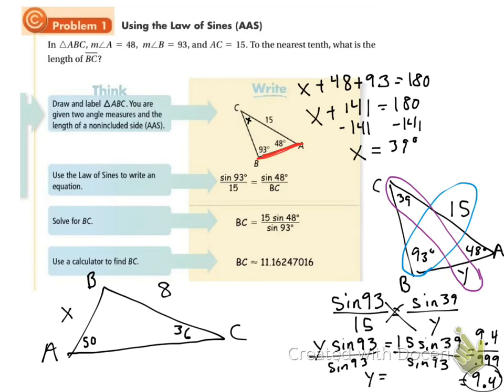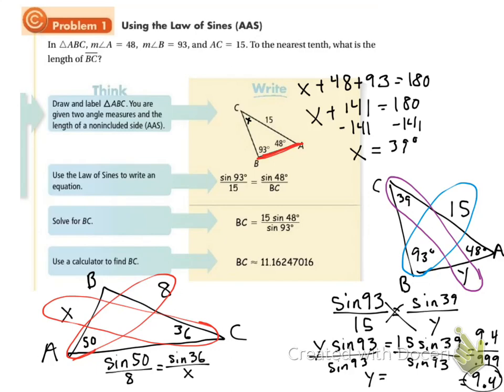You've got to match up. This angle goes with the side across from it. So these go together, and these go together. The number that you put in your sine, sine of something, needs to be the angle. So the 50 is going to go in here. And the side length always goes on the bottom, the 8. Equals, so the sine of 36, the angle goes on top, and x goes on the bottom. And again, like our problem, we could find the third angle if we needed to, if we weren't looking for that side. And then we cross multiply.